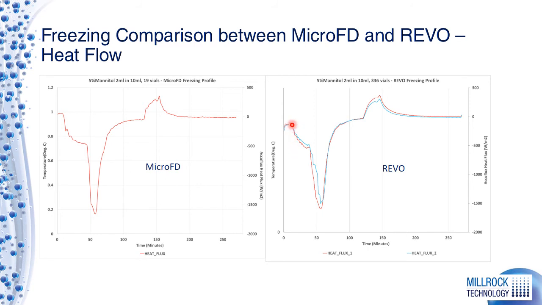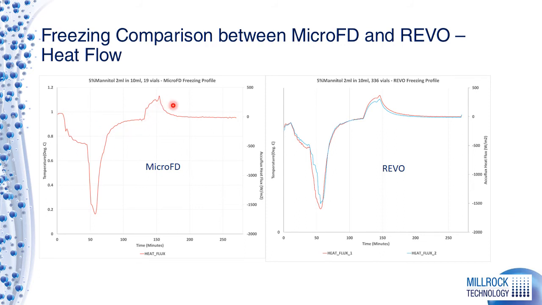If we take a look at the profile in the Revo, we have the center vials in red, the edge vials in blue. We get an almost identical V pattern here in the freezing process. And what's important to look at here is the magnitude of the heat flow during the cooling process. We're around -1600 watts per square meter in the MicroFD, about -1600 watts per square meter in the Revo. And the time is pretty similar here, which means that we've got very similar crystal structures being formed.